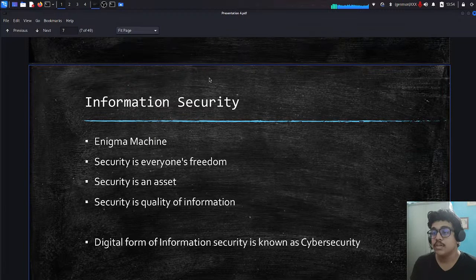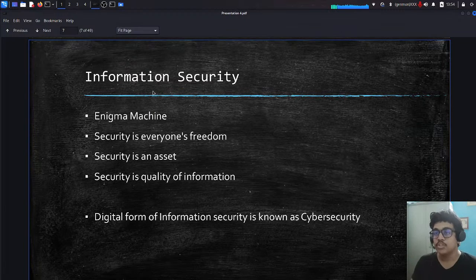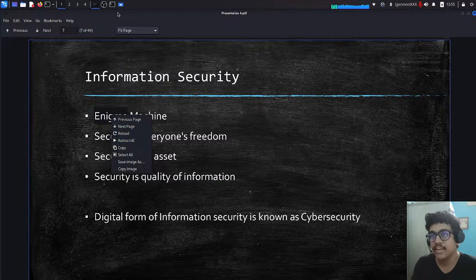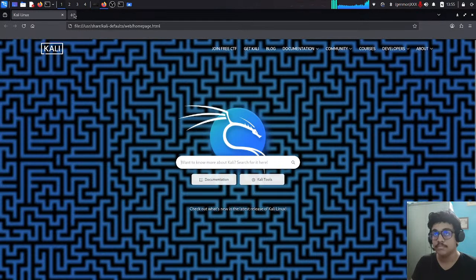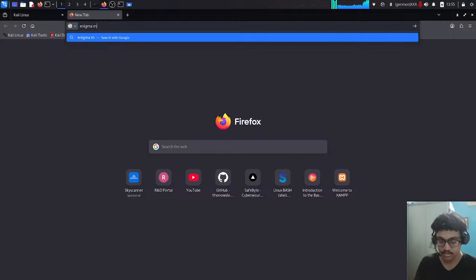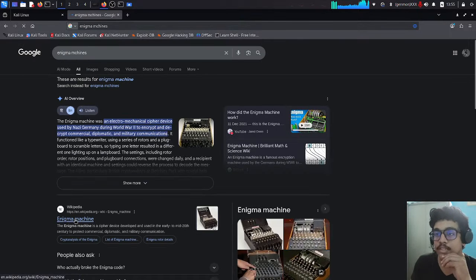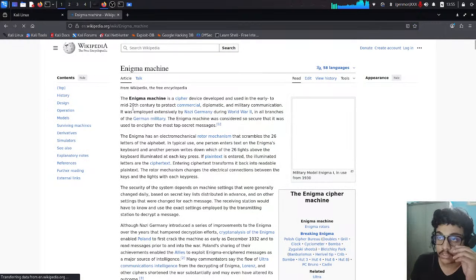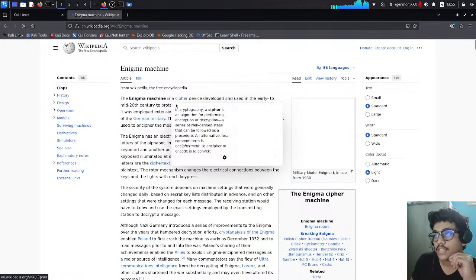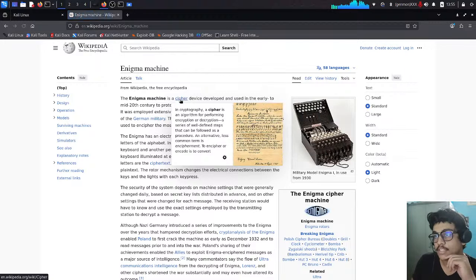So let's just move to information security, and we will take a classic example of the Enigma machine. Let's just go to Firefox once and we'll Google Enigma machines. So there's the Wikipedia. So the Enigma machine is a cipher device. What is a cipher? In cryptography, a cipher is an algorithm for performing encryption or decryption.